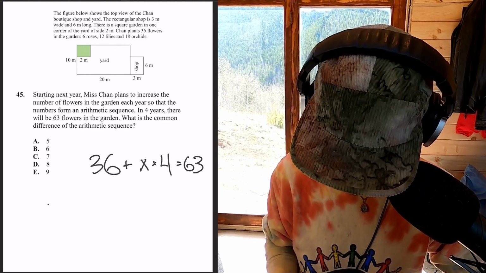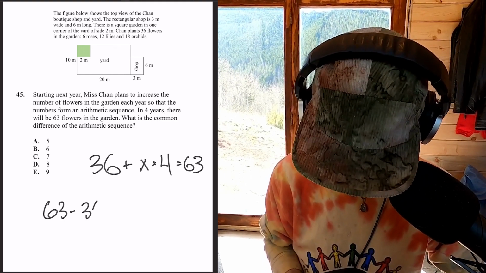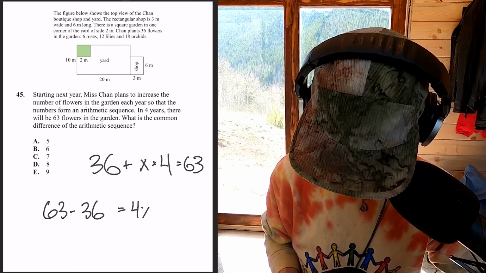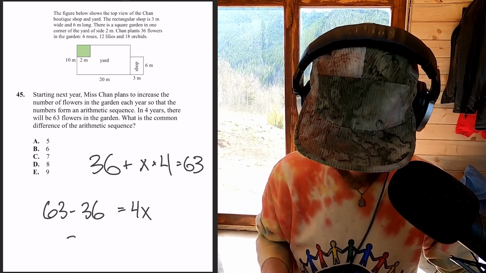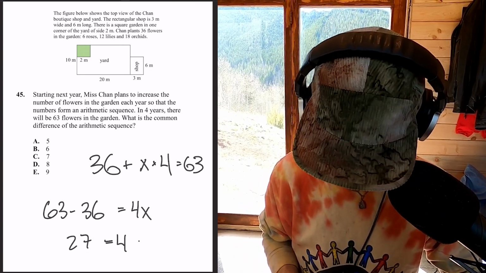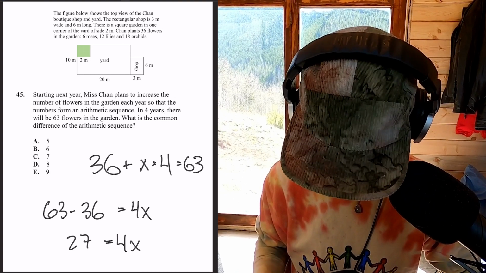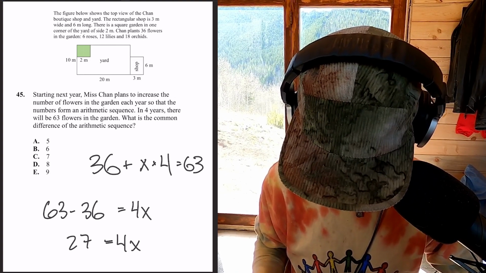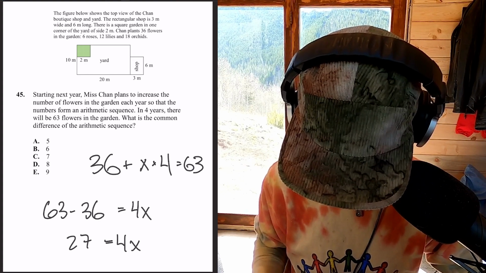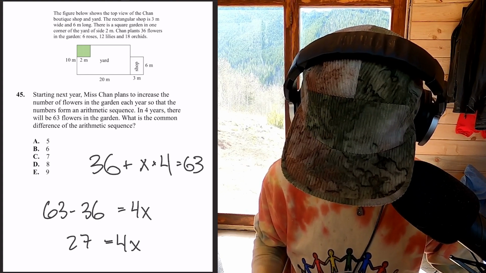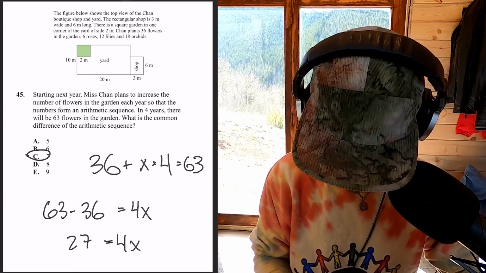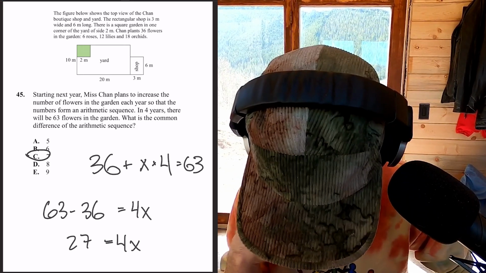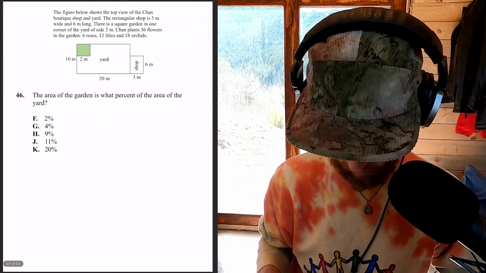So it starts with 36 plus x times 4 equals 63. Therefore 63 minus 36 equals 4x. That's 27 equals 4x. Yeah, 9, 18, 27. Does that actually work? 6, 12, 18, 24. So it's like 7-ish. Did I do my math wrong? I'm going to go with 7. We're going fast pace here.